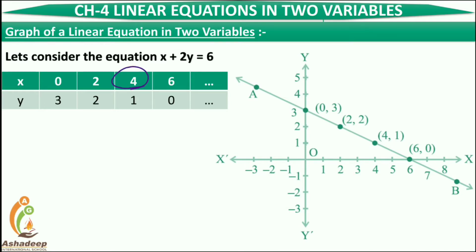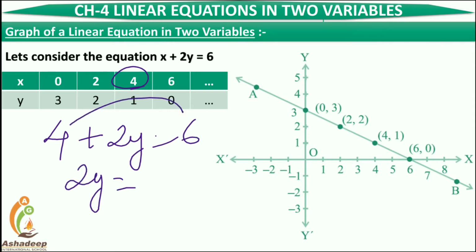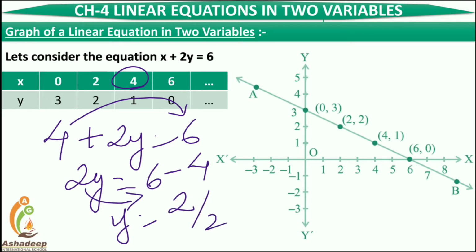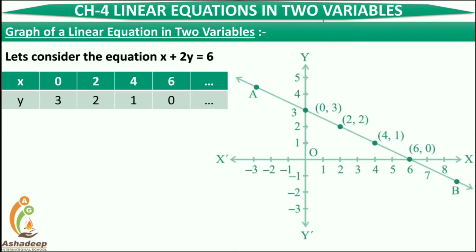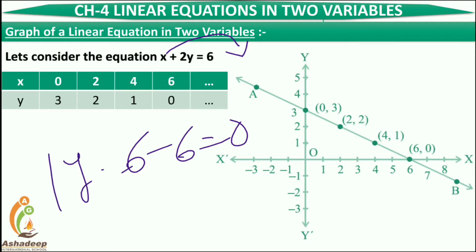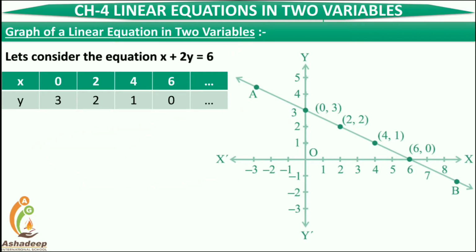Similarly, if you put x is equal to 4, so 4 plus 2y is equal to 6. Therefore 2y is equal to, if 4 goes to the other side, it becomes minus. So 6 minus 4 is nothing but 2, and this 2 goes into the denominator, so divided by 2, the answer is 1. So the point is 4, 1. In the same manner, if you put 6, if 6 goes to the other side, it becomes minus. So 6 minus 6 is nothing but 0. So therefore y is equal to 0.